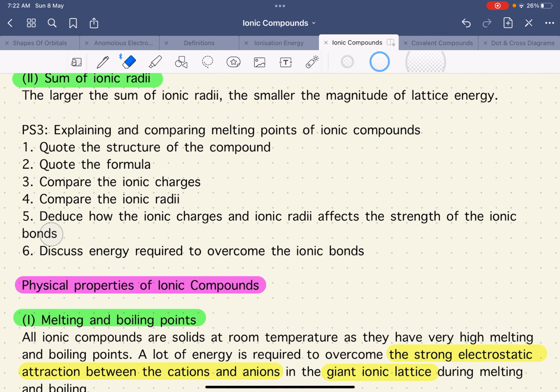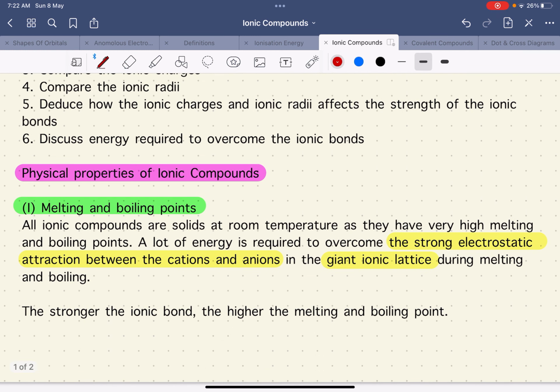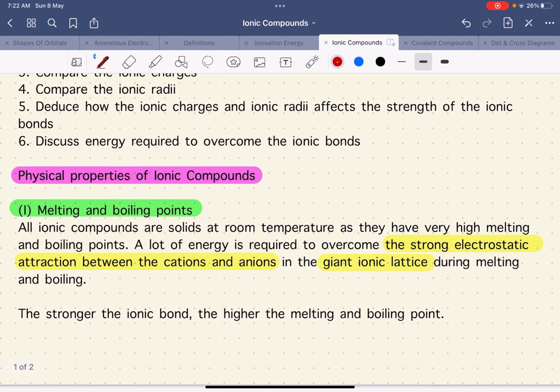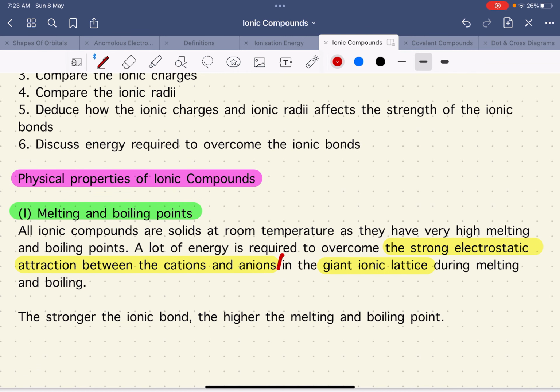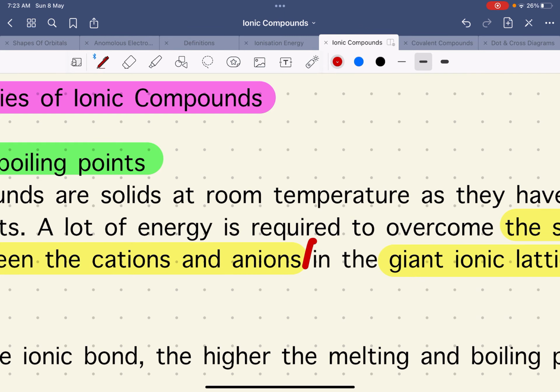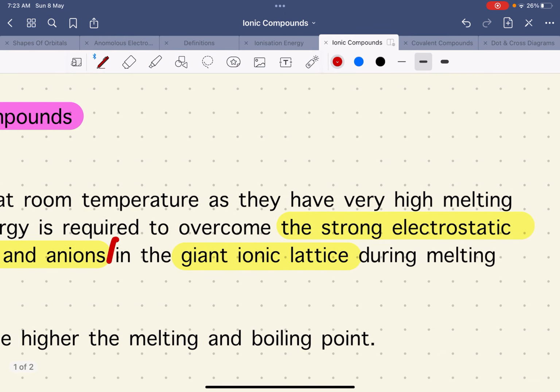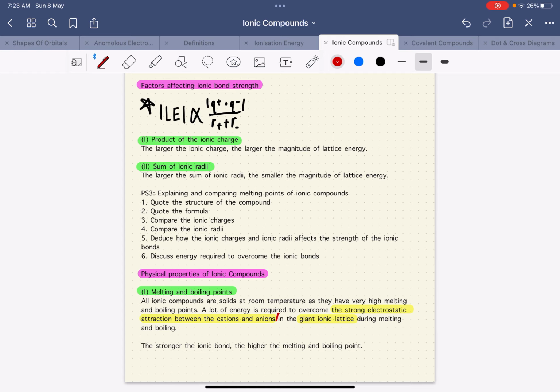Okay. Now let's look at physical properties of ionic compounds. An ionic compound is solid at room temperature because it has very high melting and boiling points. A lot of energy is needed to overcome the strong electrostatic forces of attraction between the cations and anions. Be a bit more specific now. Since we are in JC, you have to say between what cations and what anions. Basically, if you know the compound, you have to state what cation and what anion in the giant ionic lattice during melting and boiling. So the stronger the ionic bond, the higher the melting and boiling point.